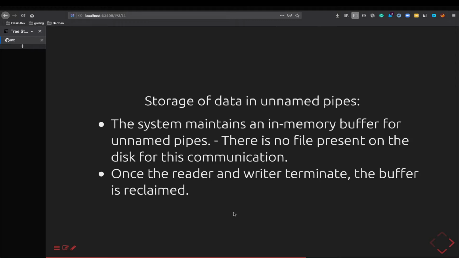So basically the operating system maintains an in-memory buffer for unnamed pipes. So every time you have an unnamed pipe in your command, there is basically a small part of the memory which is called a buffer, wherein all the data which is to be written and read is present. Okay, so we do not really have the concept of files in unnamed pipes. All of this is present in the memory itself, and the buffer is reclaimed once the reader and writer terminate. So once the entire data is written as output and the reader processes the data, the buffer is cleared or reclaimed back.